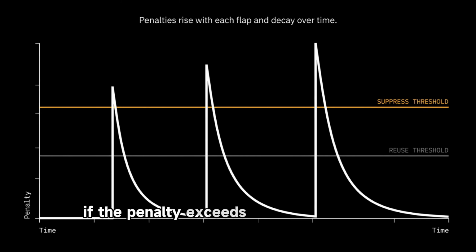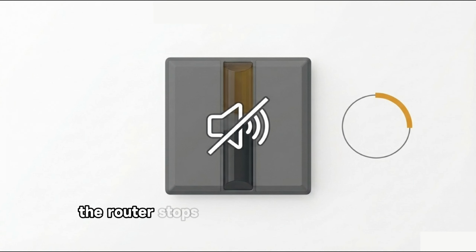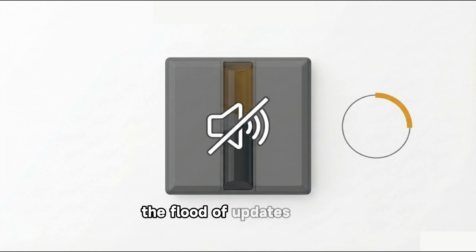If the penalty exceeds a defined threshold, if the route has flapped enough times in a short enough window, the route is suppressed. The router stops advertising it to neighbors, even when the route is technically available. From the rest of the network's perspective, that route has gone quiet. The flood of updates stops.